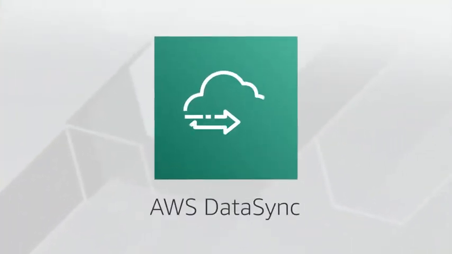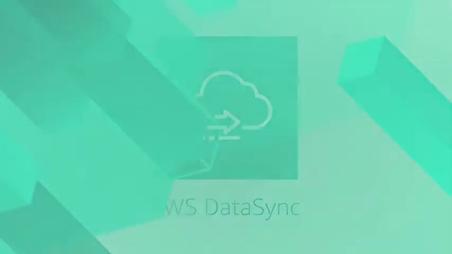Another tool that can assist when you're working between environments, like when migrating or transitioning to a hybrid environment, is AWS Data Sync. Data Sync is a data transfer service that simplifies, automates, and accelerates moving and replicating data between on-prem storage systems and AWS storage services over the internet or AWS Direct Connect. Currently, Data Sync supports transfers between NFS to Amazon Elastic File System or Amazon Simple Storage Service.